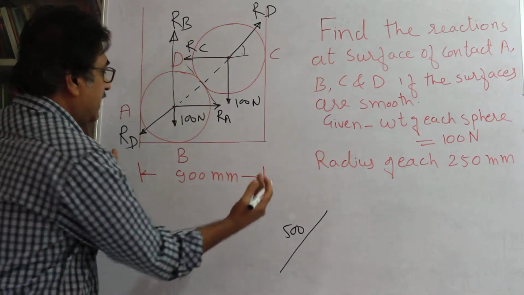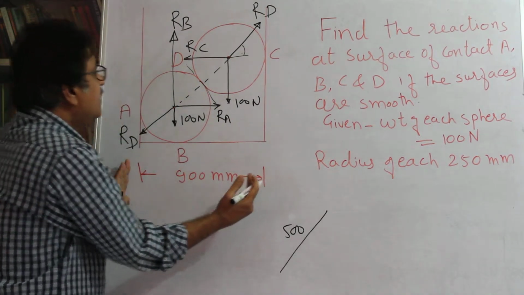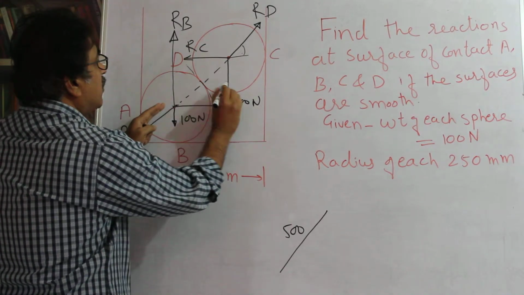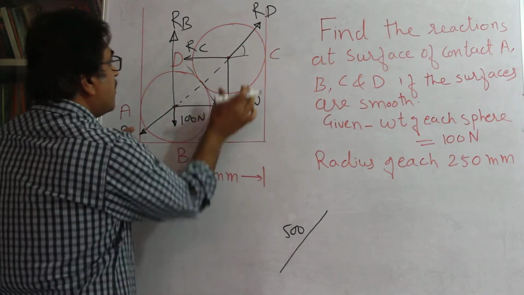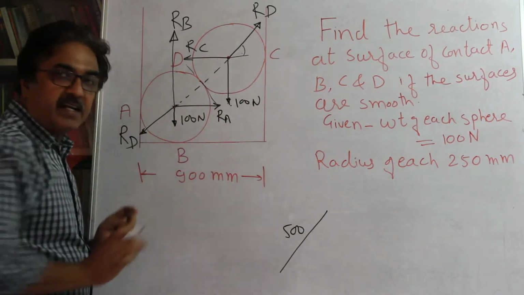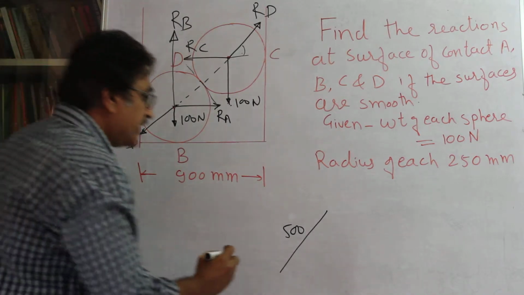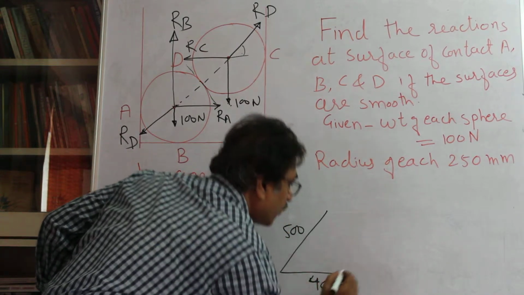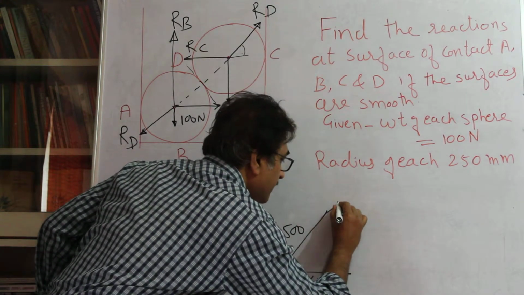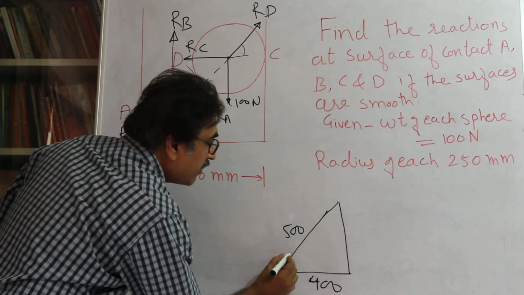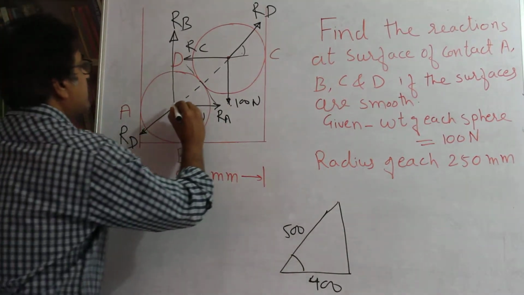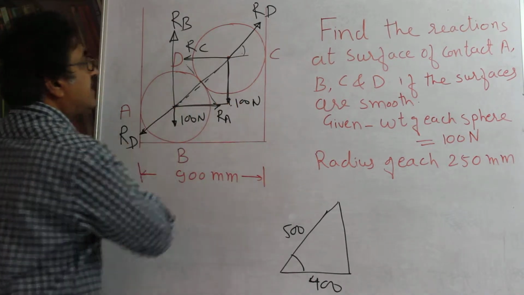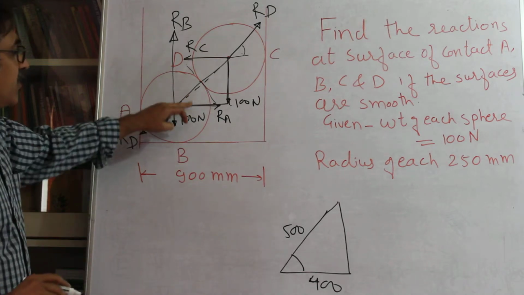You can also consider the width is 900. So the horizontal distance between center to center is 900 minus 250 minus 250. So 900 minus 500, it is 400. This is 400. And you want to find out this angle. Please note that this is the triangle we are considering, and we want to find out this angle.